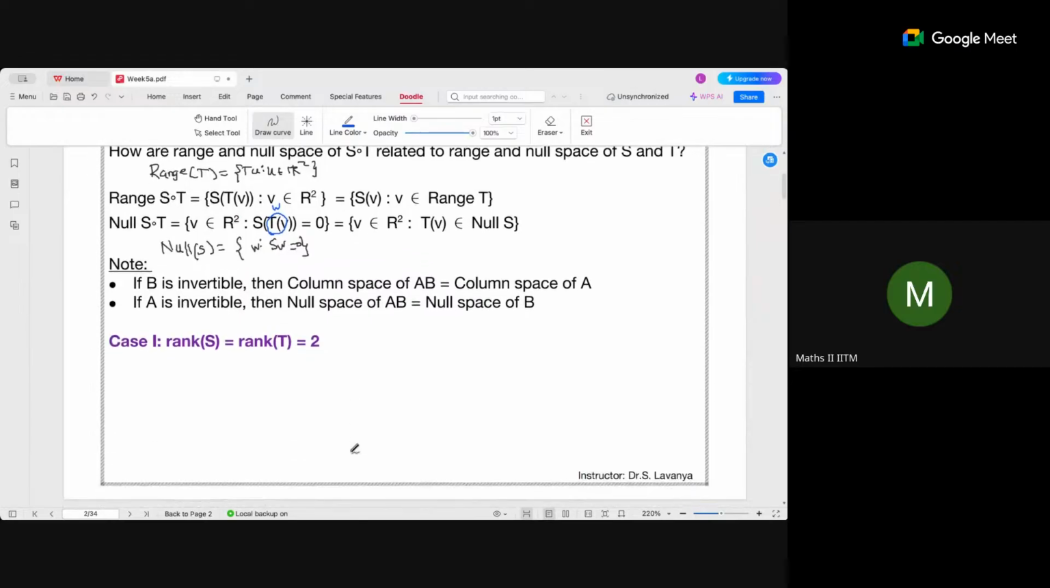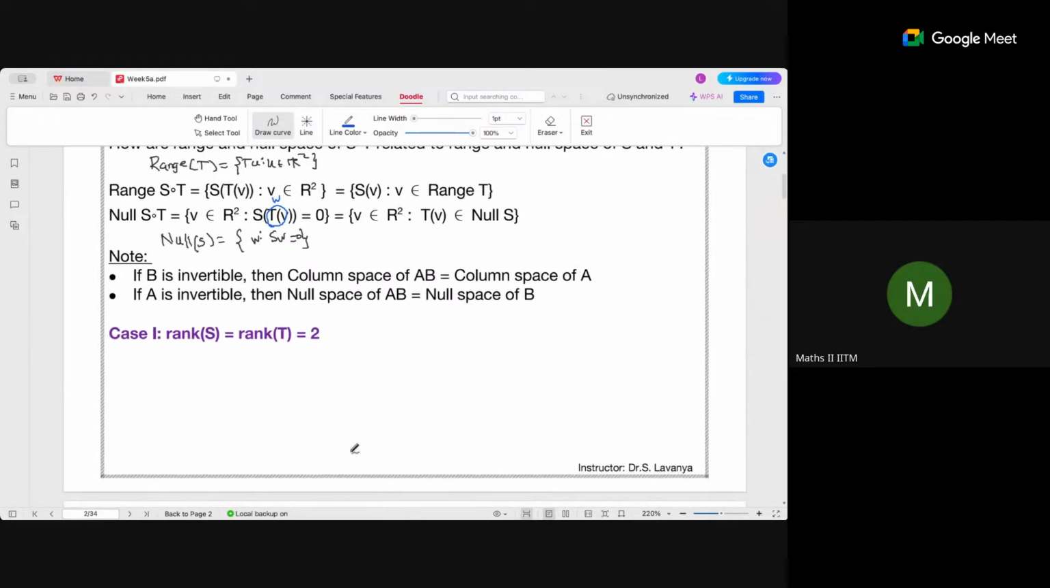Okay. All right. Now let us consider a scenario where you have two transformations S and T, both having rank 2. So you have rank of S equal to rank of T equal to 2. In this case, maybe I'll write an example. Just a minute, I'll take an example.